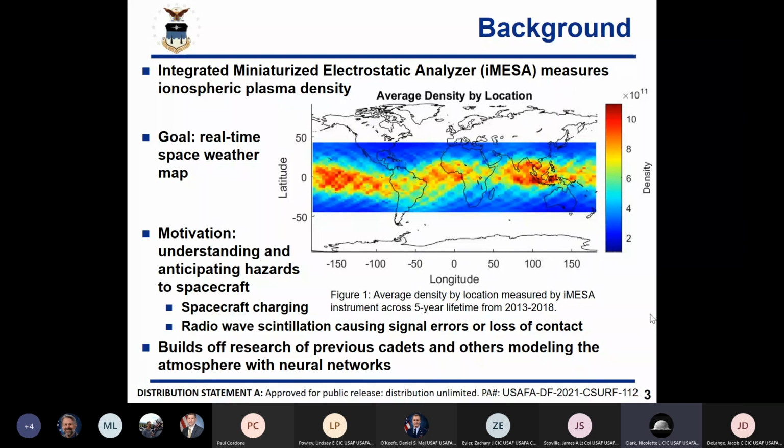So, if you're using a satellite for a mission essential operation, you would like to know if you're going to lose contact with it because of space weather. Having a real-time map of this space weather will help satellite operators see when that's coming and make contingency plans to still accomplish a mission, even if there are space weather issues.